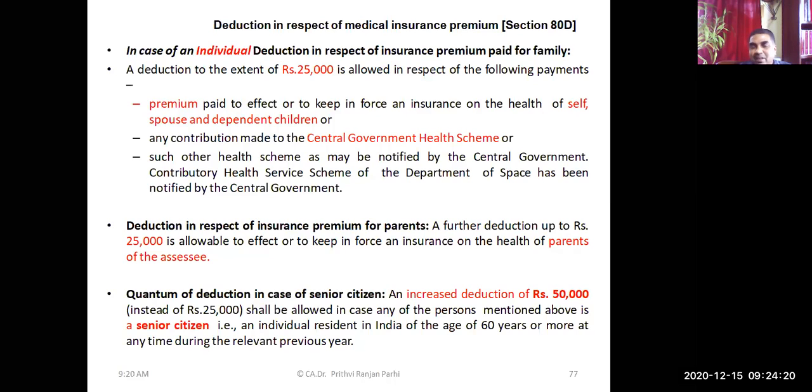But let us say your parents are senior citizens. If any of the parents is a senior citizen, then what will happen? The entire 50,000 rupees will be allowed, because for the parents, the limit is not 25,000, it is 50,000, because your parents are senior citizens.